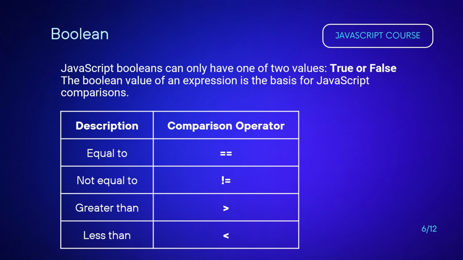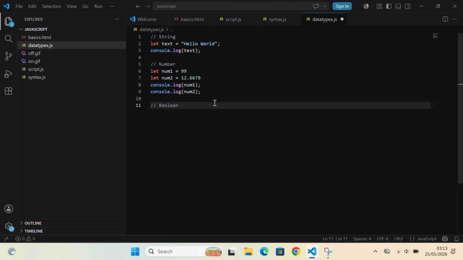Booleans work closely with comparison operators. Comparison operators are used to compare values. Examples include the equal to operator, not equal to operator, greater than operator, and the less than operator. Let me show you how to use the Boolean data type.